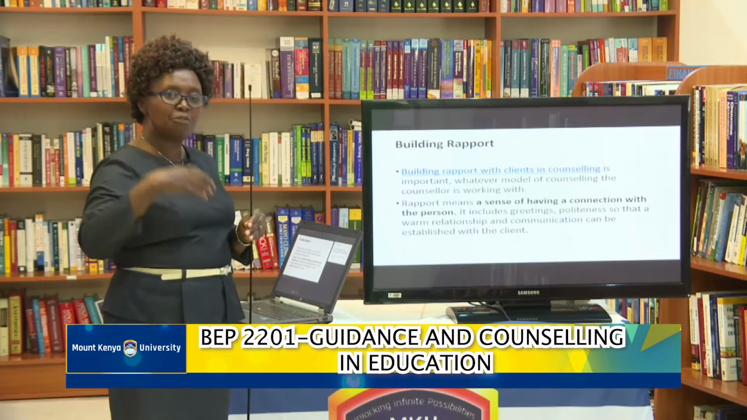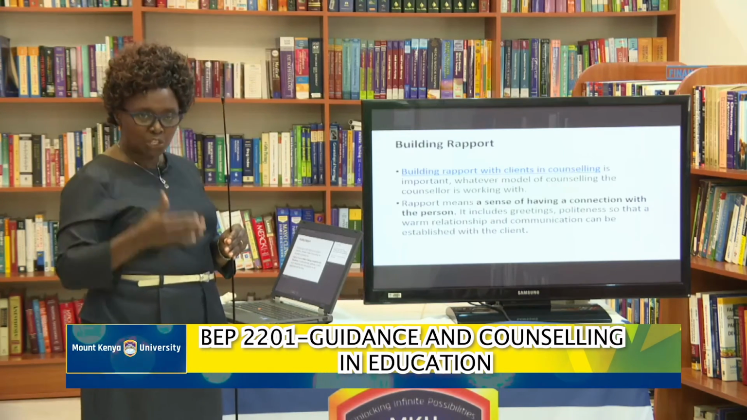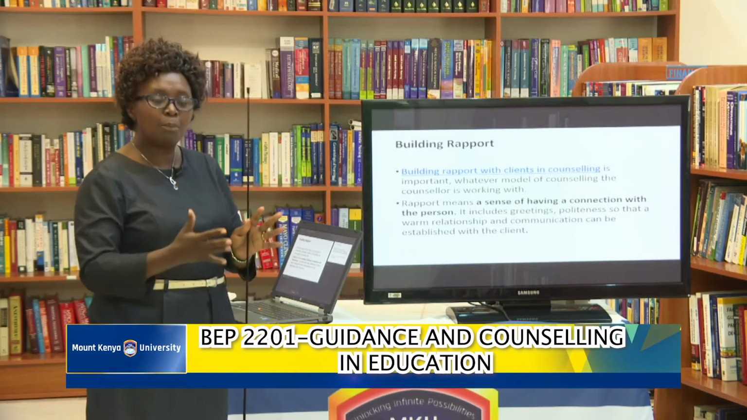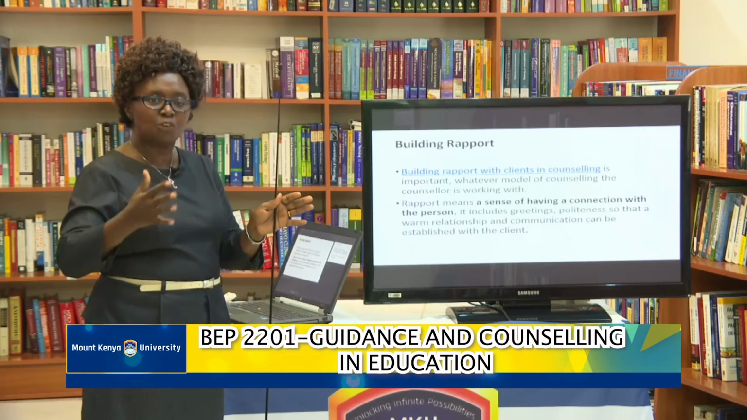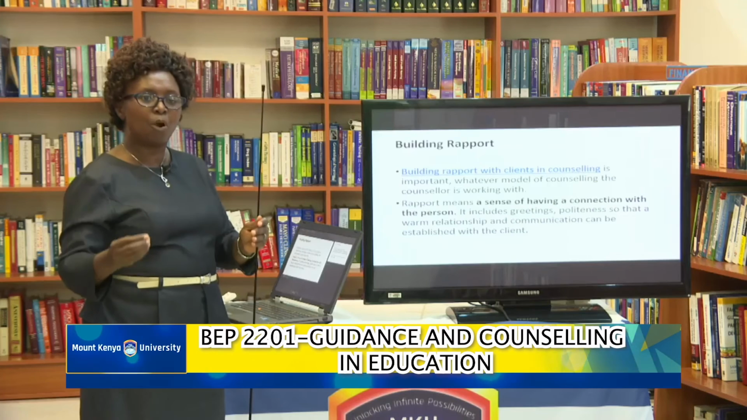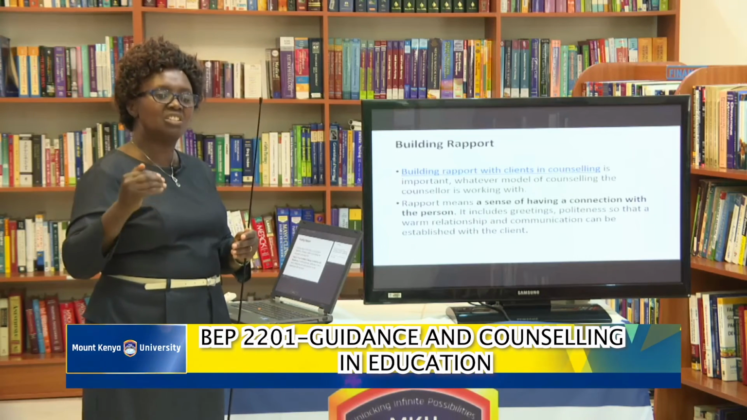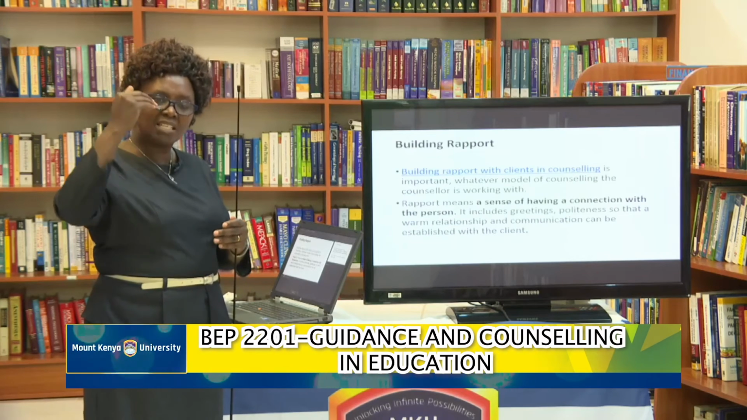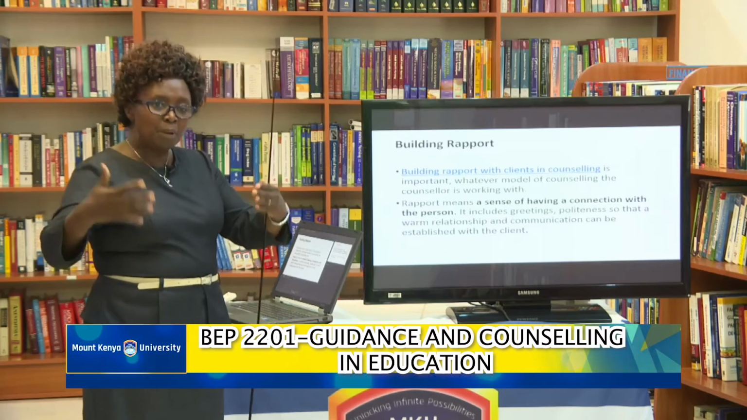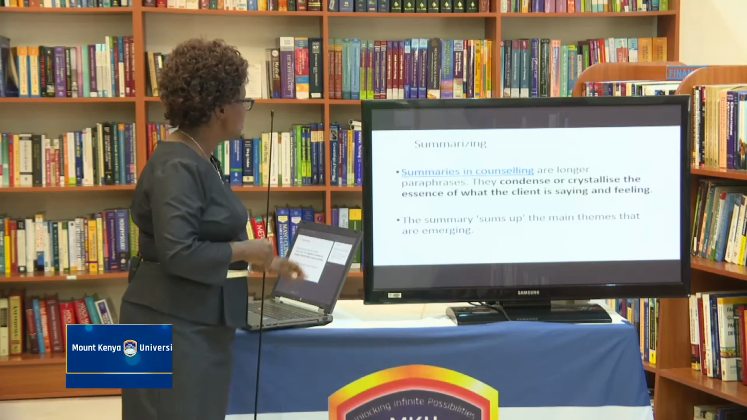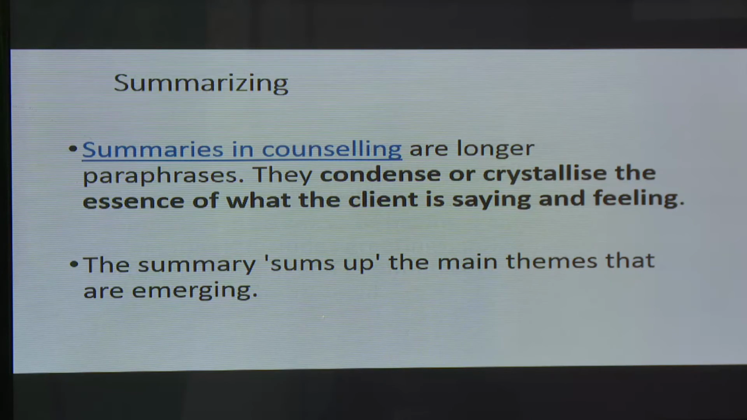So it is very important for us to build a good relationship with our client so that they can sort out their issues and live a positive life, because the essence of counseling is to enable someone, not necessarily solve 100% of their problem, but at least have a positive change, so that we can even minimize the cases of suicide and depression, and people can cope with their day-to-day lives or issues. Then the other important skill, we refer to it as summarizing.